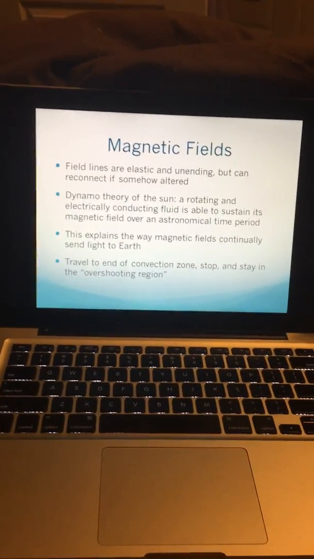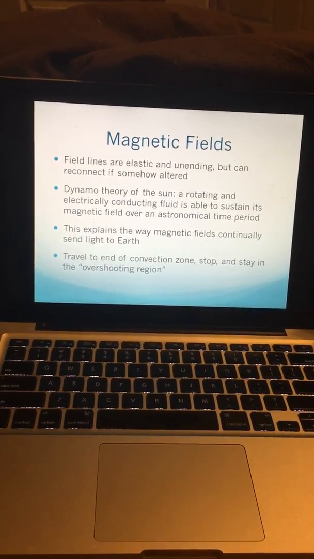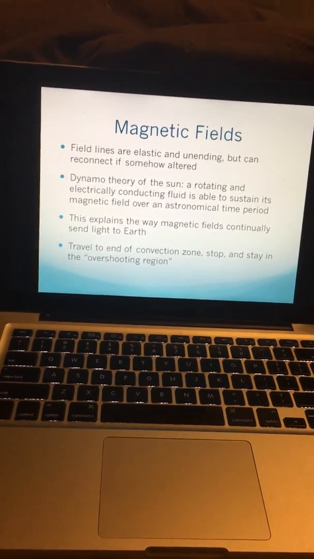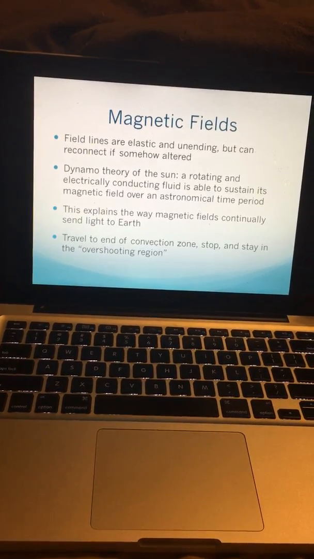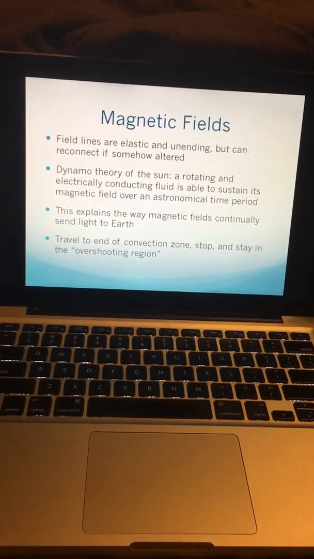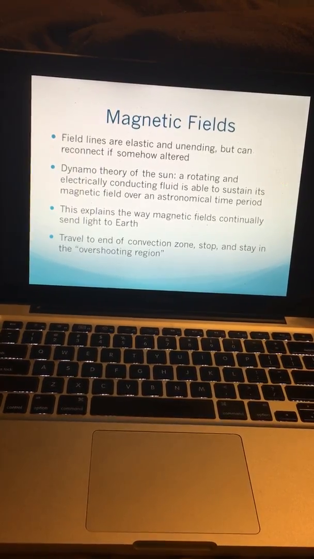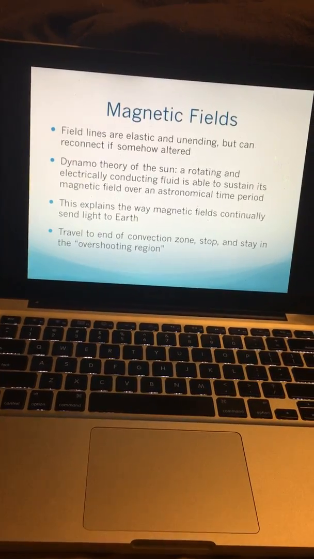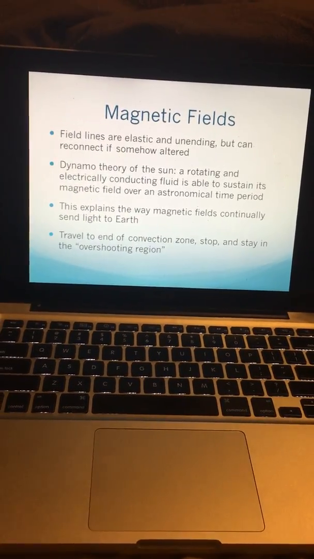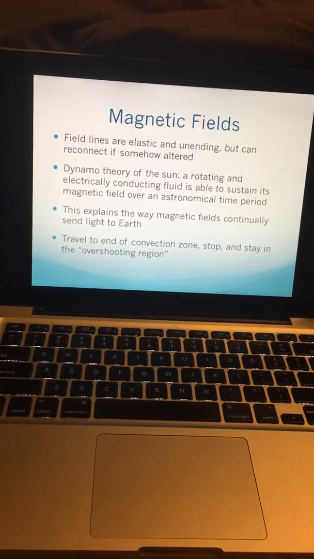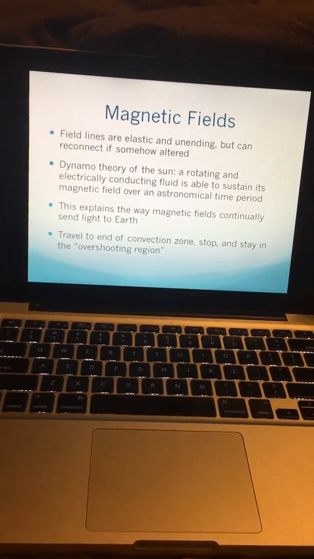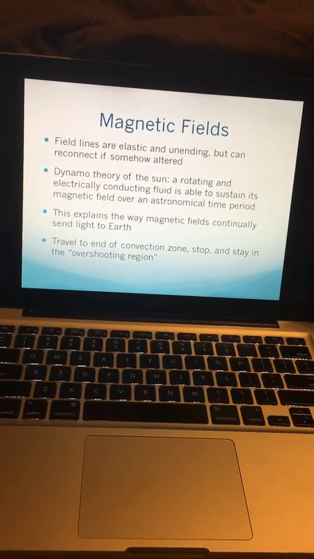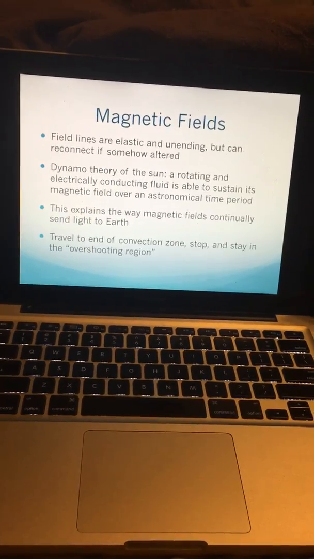The field lines are elastic and unending, meaning that it is extremely difficult to alter them. However, if a line is somehow deformed, it is able to later reconnect in an X form. The dynamo theory of the sun is a theory that says a rotating and electrically conducting fluid is able to sustain its magnetic field over an astronomical time period. This theory explains the way the magnetic fields are transferred to send light to Earth. The magnetic field travels to the end of the convection zone, stops, and there it remains in a region that they call the overshooting region.